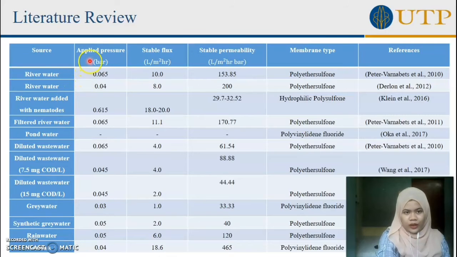And then the applied pressure for each of these experiments also varies, where the smallest one is 0.03 bar, which equals 3 kPa, and the largest one is 0.615 bar, which is actually 61 kPa. From my research, the smallest one is 0.02 bar and the largest one is 0.1 bar. So since the source of the feed water and applied pressure are different, that's why the stable flux for each of these experiments is also different from one another, and it equals different stable permeability.